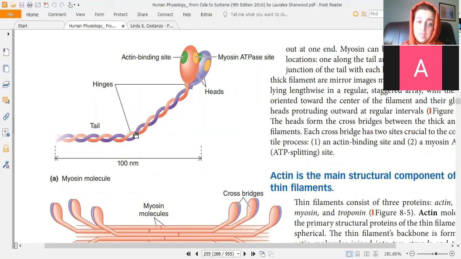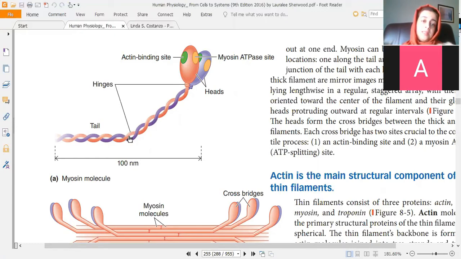This twisted structure is not straight. It goes on straight, and that is where it stacks up with other myosin molecules, but then it bends at an angle, which is called the hinge. And so at this point, it can move.